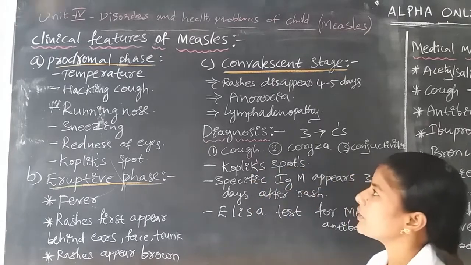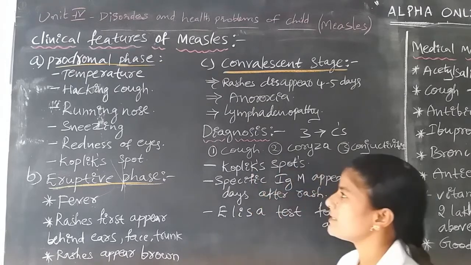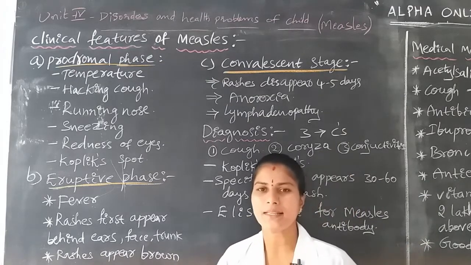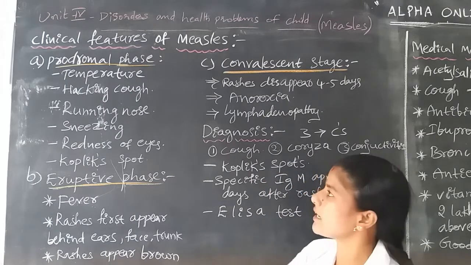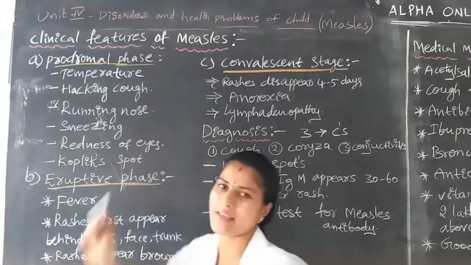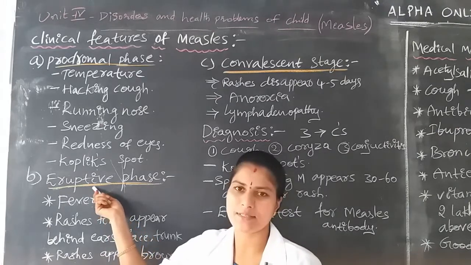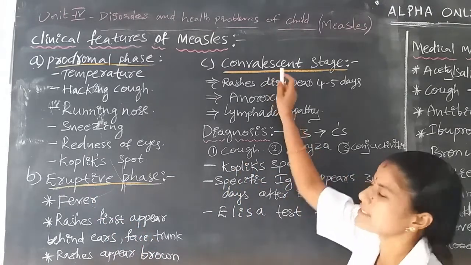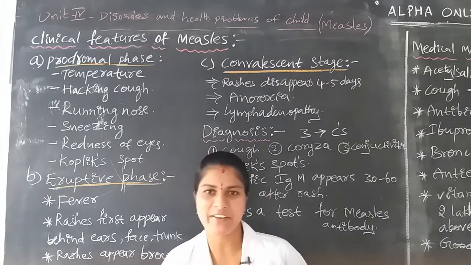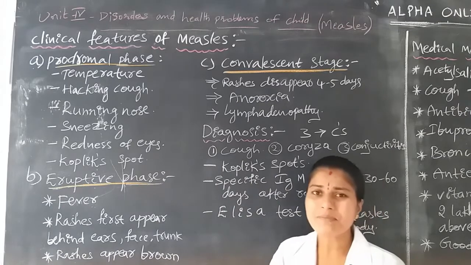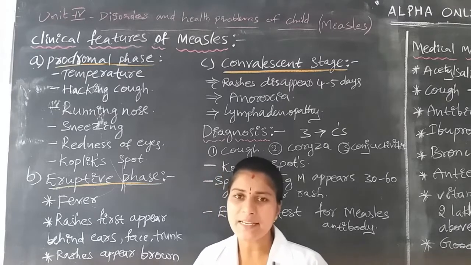Here I am going to give information regarding the clinical features of measles. The clinical features are mainly in 3 stages. The first is the prodromal phase, the next is the eruptive phase, and the third is the convalescent phase. Depending upon some changes, the clinical features are divided into 3 stages.